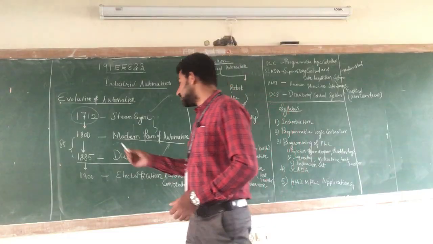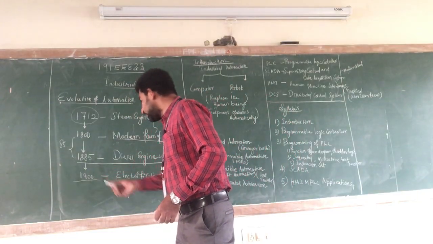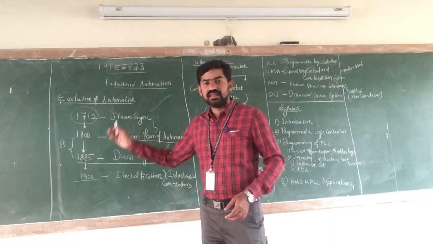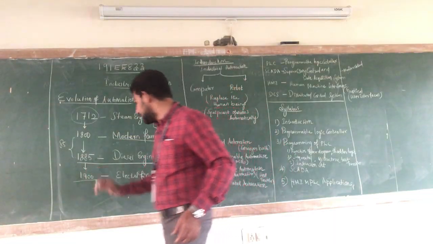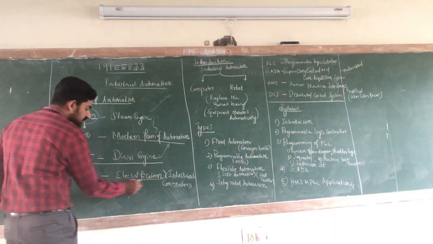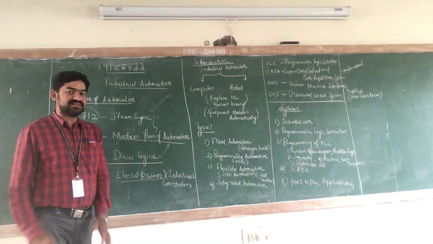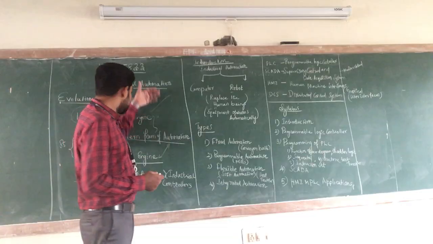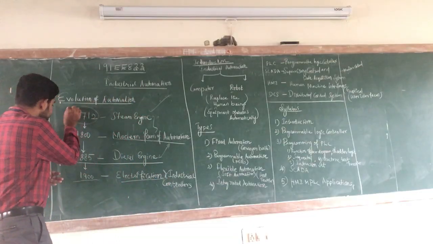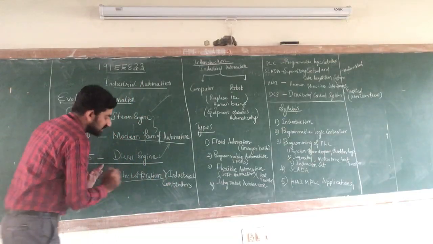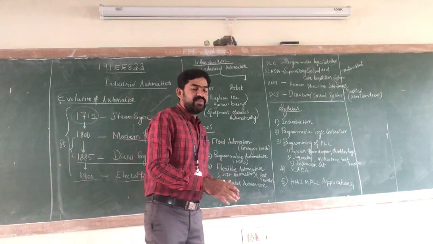And next, the final phase, in 1900: the electrical evolution, that is, electrification and industrial control. In this automation scenario, electricity came in as the newcomer.